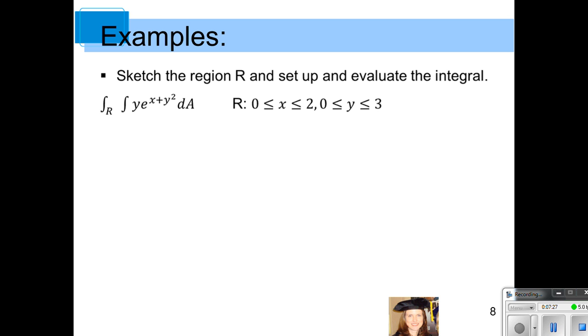Okay, in the next few videos, I'll be going over some examples of evaluating iterated integrals for volume, where we could sketch the region and set up and evaluate the integrals. Now you can pause the video, you can try this one on your own, and then come back and check your work.